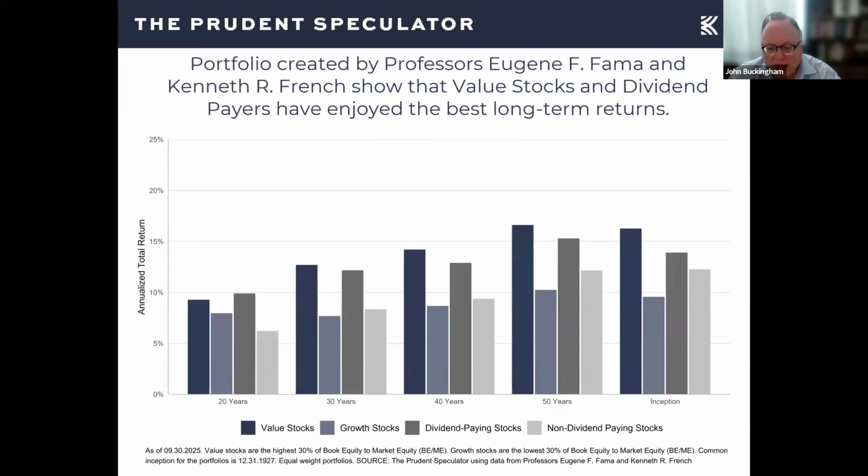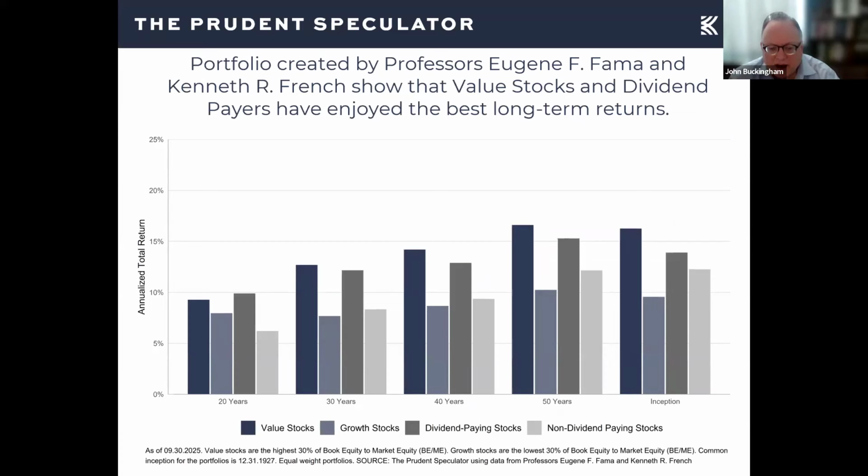Now, over time, again, that other chart showed you dividend payers had outperformed over the long haul. But even over, say, the last 20 years, dividend paying stocks have beaten non-dividend paying stocks through the end of September of this year, and 30 years and 40 and 50 and since inception of the data series. So dividend paying stocks, in our thinking anyways, have been the place to be.